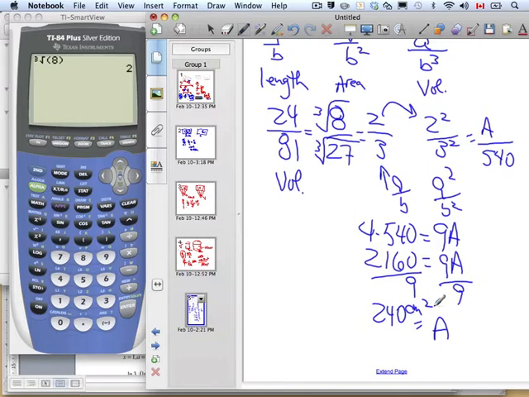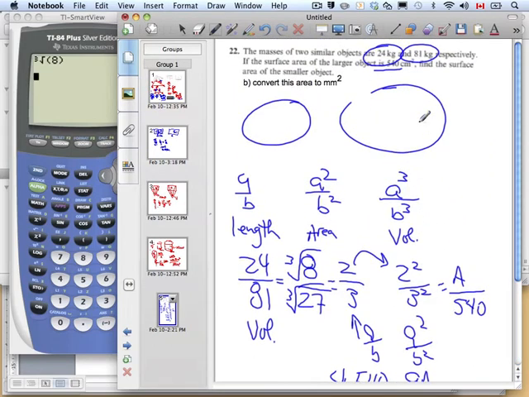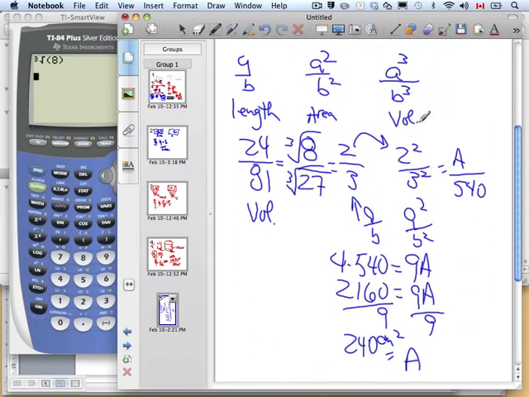Okay, so I took volume proportion, made it a length proportion, then changed it to an area proportion. And you have to be able to work with all of those, going back and forth depending upon what you're looking for and what you have. The second part of the question says to find it in terms of millimeters squared, I believe. To convert this area to millimeters squared.